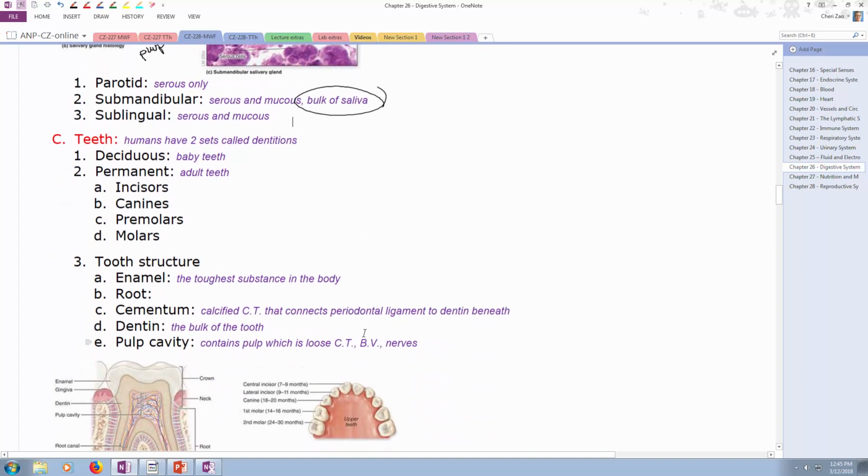Moving into other structures still associated with the oral cavity. Do you guys know what amylase works on? Amylase is an enzyme, right? What does amylase work on? Carbohydrates. And so when you take a cracker in your mouth, for example, that's starch, which is a carbohydrate.